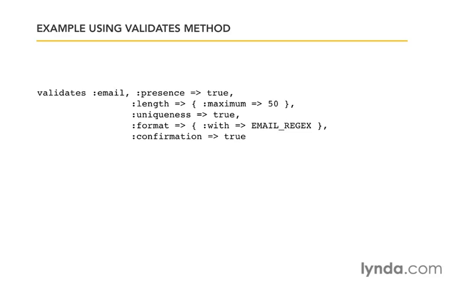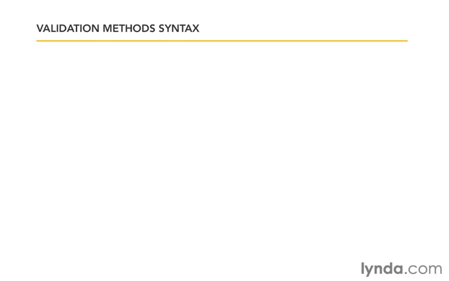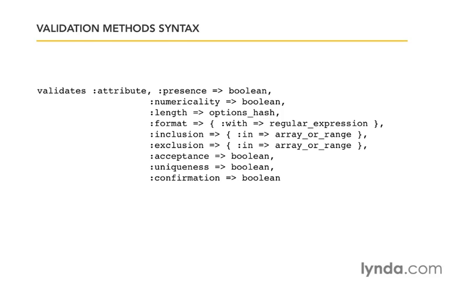There's a lot less typing, and it's a lot clearer that what we're talking about is all of these validations performed on this one attribute. Let's take a look at the full syntax of the validates method. So validates attribute, and then we can have presence, numericality, length, and for length we can pass in any of the options we saw before: is, minimum, maximum, within, and then format. For format, you can pass in the with, a regular expression.